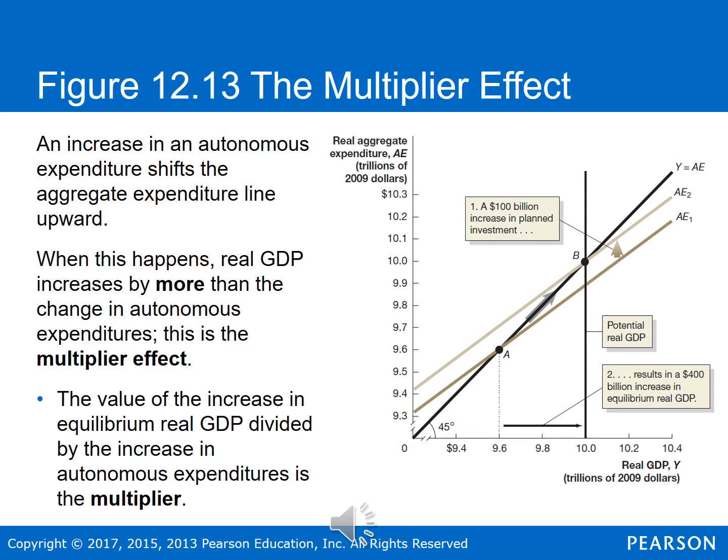The ratio of the increase in equilibrium real GDP to the increase in the autonomous expenditure is called the multiplier. The series of induced increases in consumption spending that results from an initial increase in autonomous expenditure is called the multiplier effect. So the multiplier effect is the process by which a change in the autonomous expenditure leads to a larger change in real GDP.